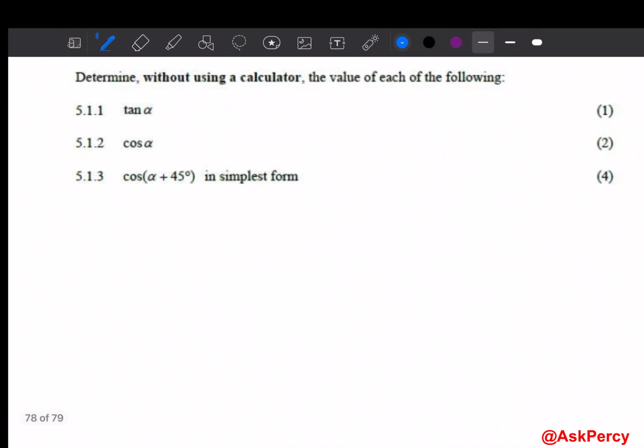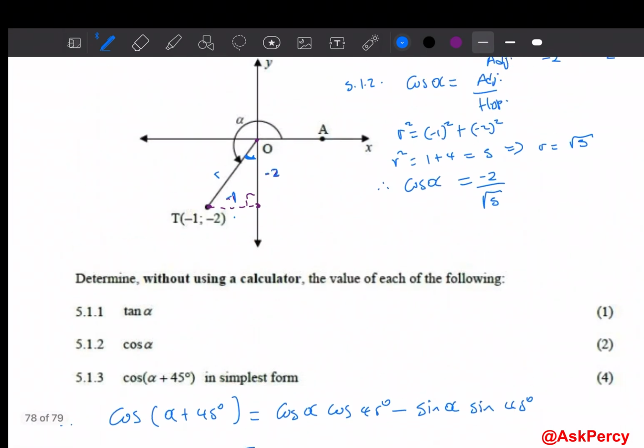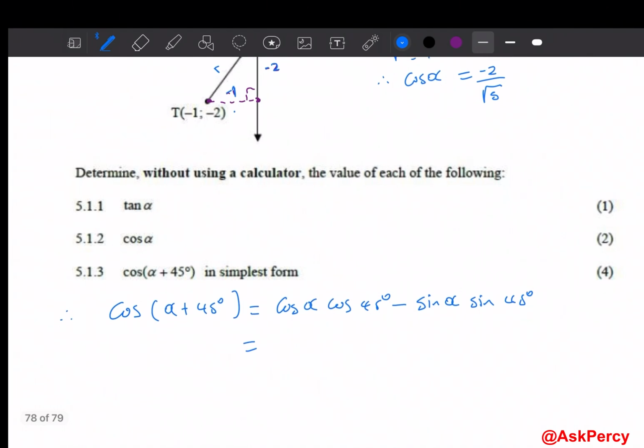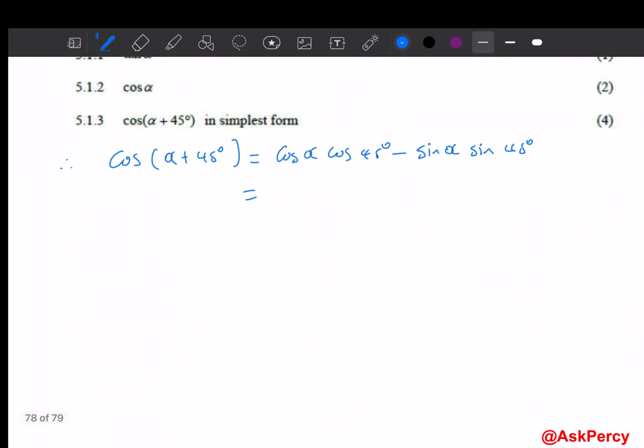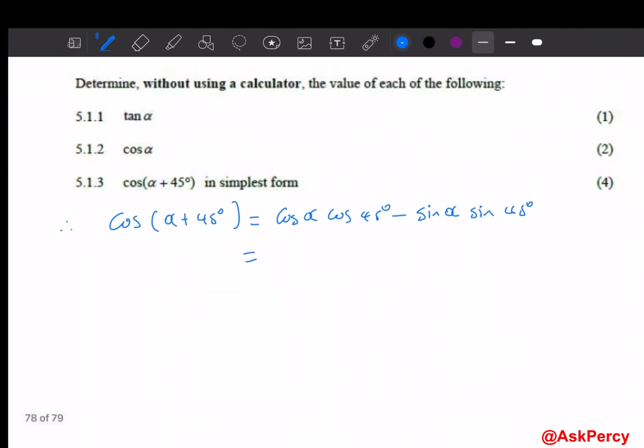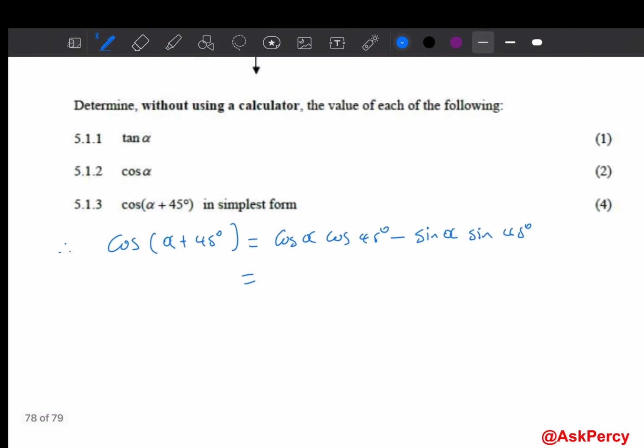Okay, now what is cos of alpha plus 45 degrees? We just have to expand cos of 45 plus alpha, which is cos alpha cos 45 minus sine alpha sine 45 degrees. We can punch cos 45 in the calculator, but before that we need to find cos alpha. Cos alpha, we found, is -2 over root 5.